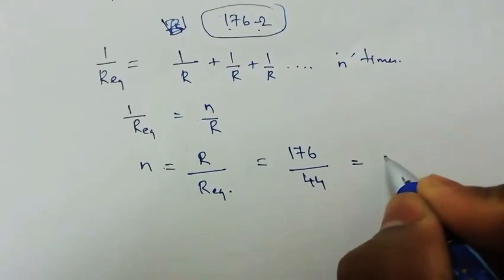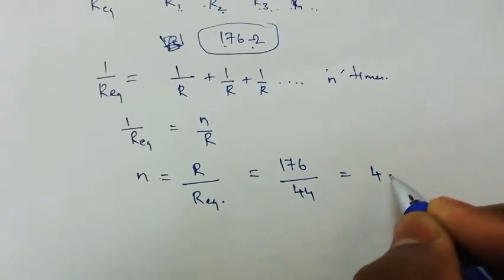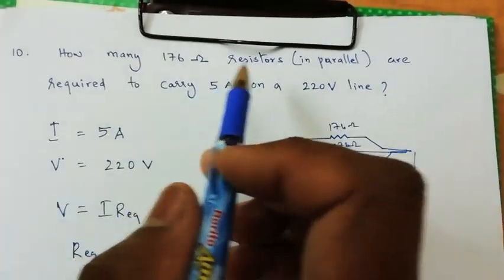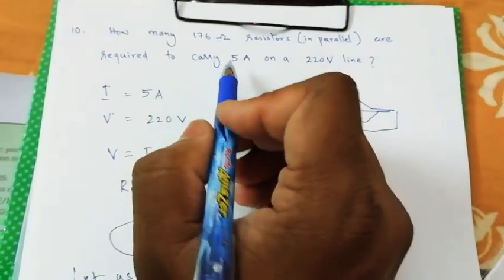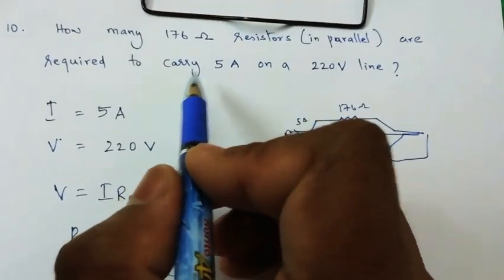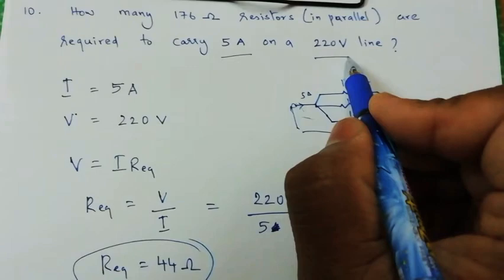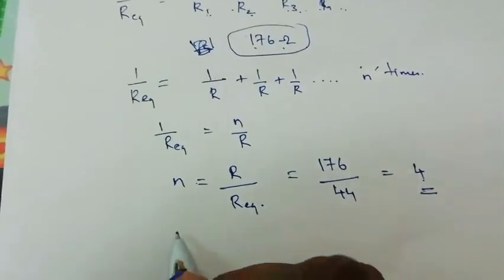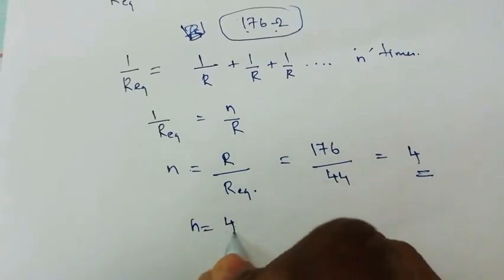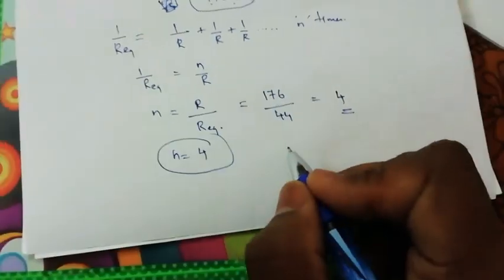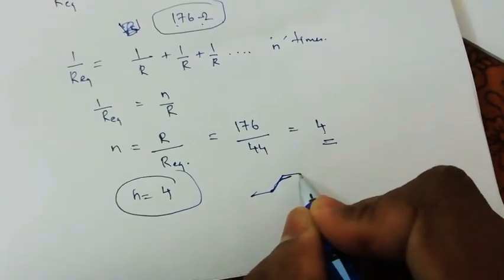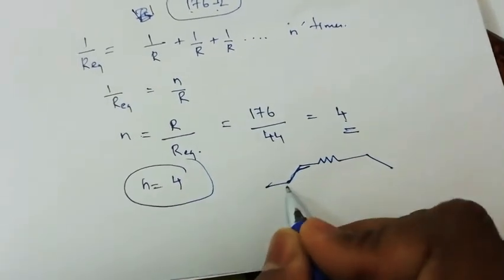So it shows that 4 is the number of resistors we need to connect, required to carry 5 amperes on a 220 volt line. So how many resistors do we need? N is equal to 4 resistors that need to be connected in parallel. That means it should be like this.